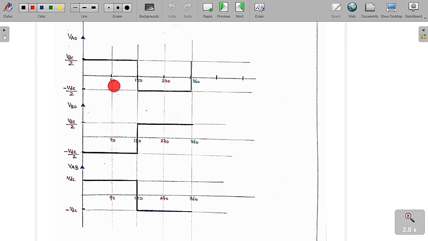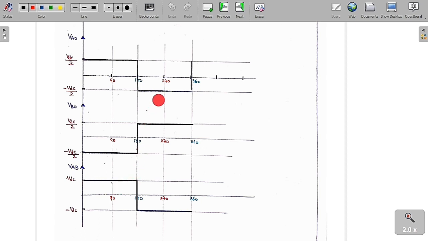So whenever switch 1 and switch 2 are on, then we can simply say from the diagram VA0 is equal to VDC by 2 and VB0 is equal to minus VDC by 2. So if you want VAB, which is VA0 minus VB0, the subtraction of these two gives us plus VDC. So this is the output voltage we are going to get.